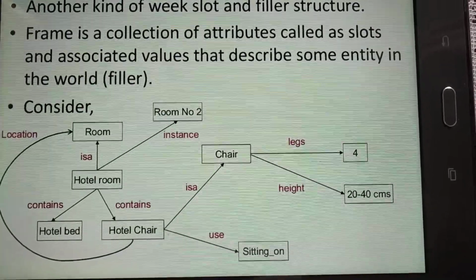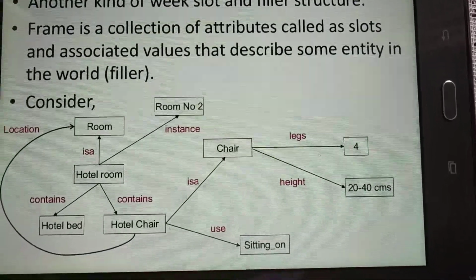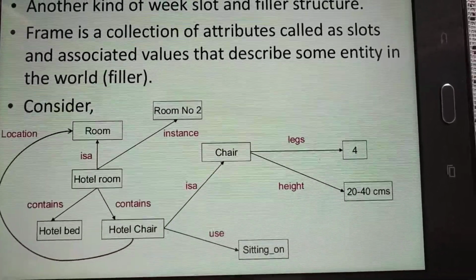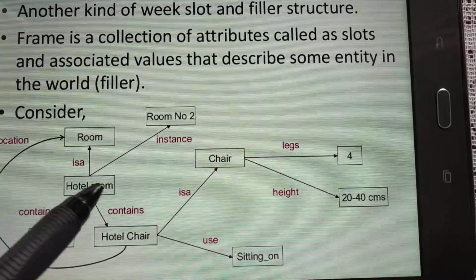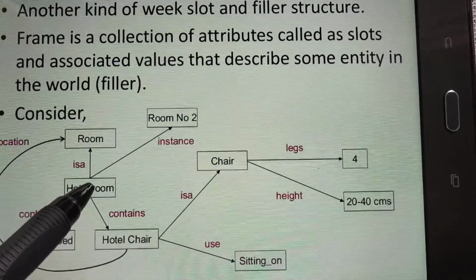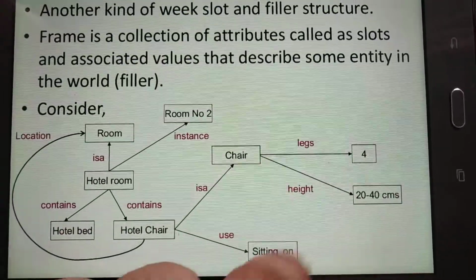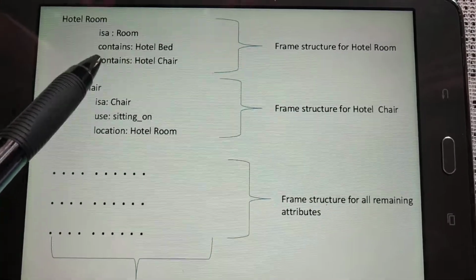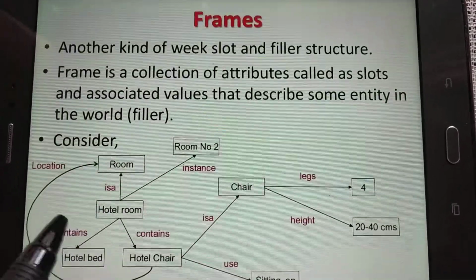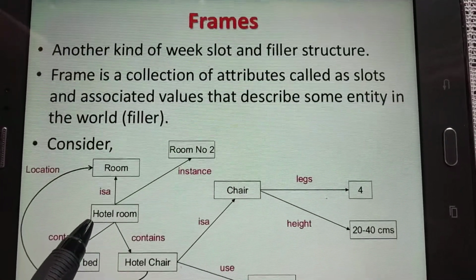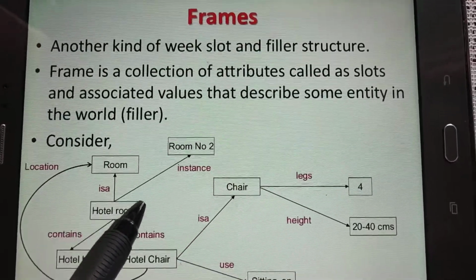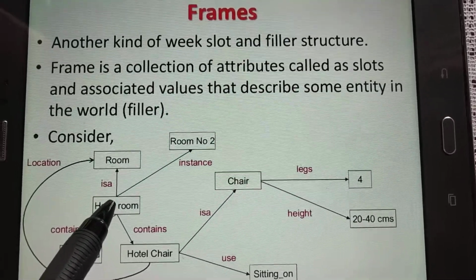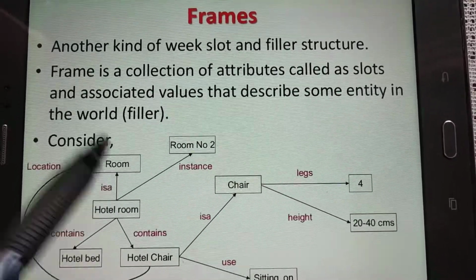Now let us see how to construct the frame structure. Frame structure is nothing but a set of different frames. So what we are going to do is each of these nodes will be considered as a frame. Just as an example, see hotel room. I'm actually talking about this particular node, hotel room. Now just see this hotel room, which is a class, and how many other nodes it is connected to. Hotel room is a room, correct?